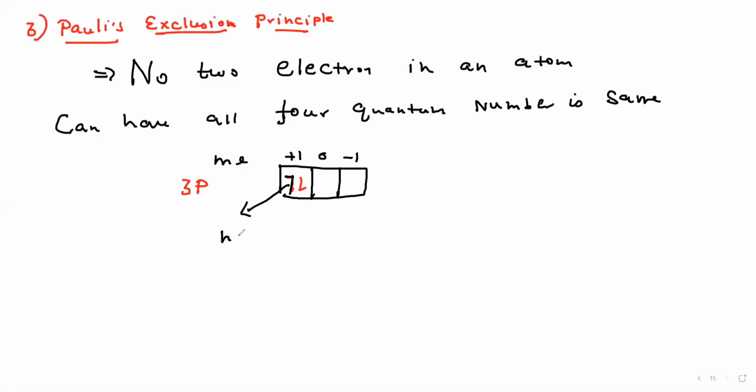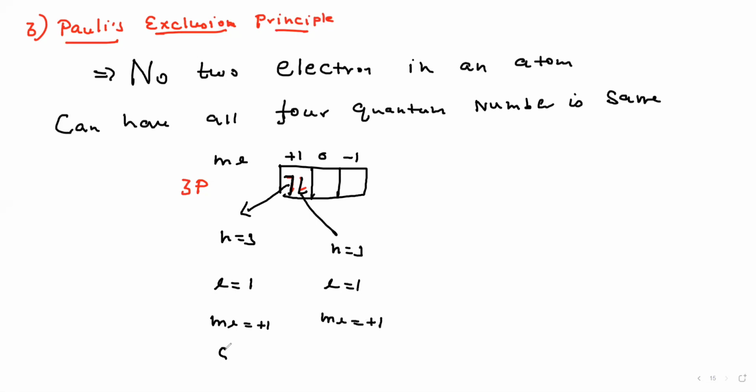What is the n value? 3. This electron also belongs to which subshell? This also has n value 3. What is the l value? That is a p orbital, right? This is also a p orbital. Therefore the l value is equal to 1. Now, what is the ml value? For these two electrons, the ml value is +1, right? This also has ml value +1.